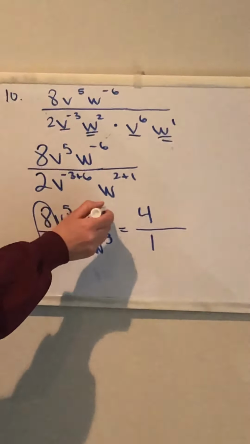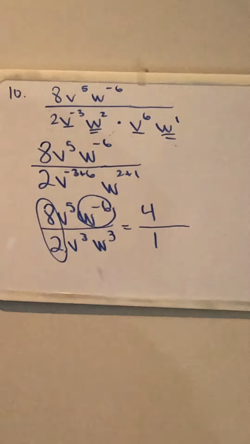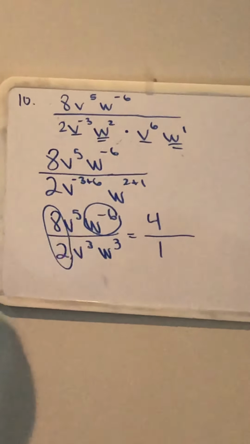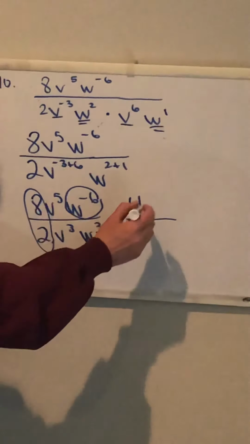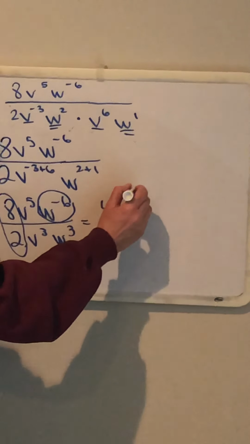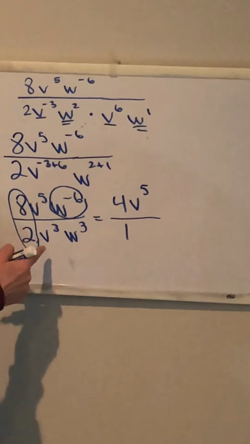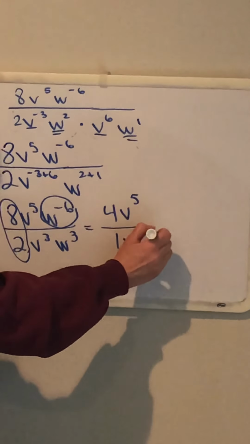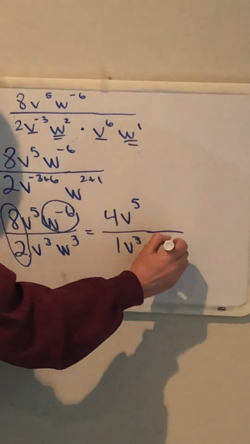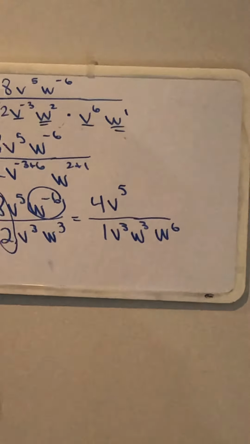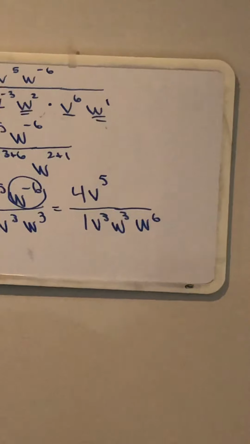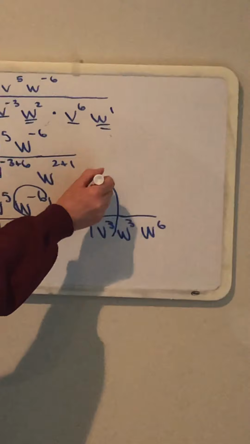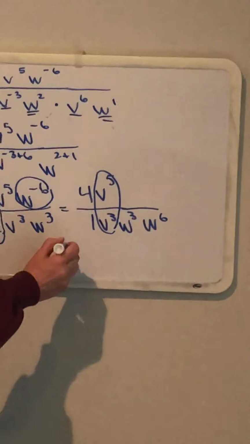So that means this guy right here, w to the negative 6th, needs to move down to the denominator. Nobody else is moving because nobody else has a negative exponent. So in your numerator you have 4v to the 5th. In the denominator you have v to the 3rd, w to the 3rd, and the w to the 6th that is now moving down there. Now what you want to do is figure out, are you going to add or subtract exponents? Because your v's are dividing, that's when you subtract the exponents.